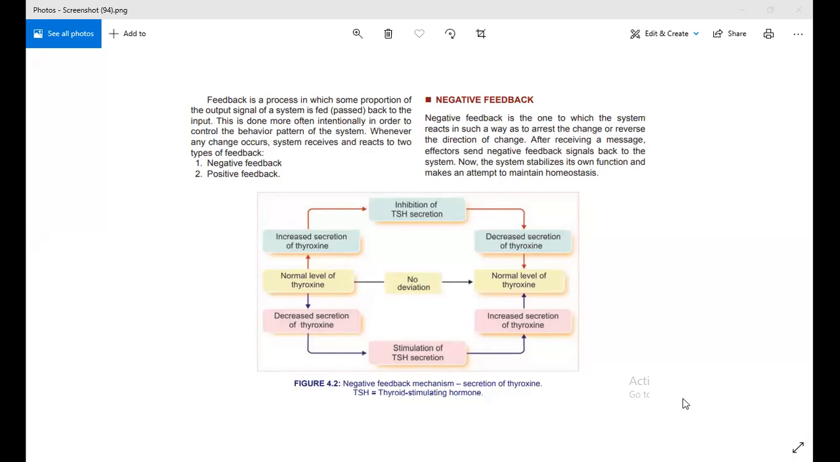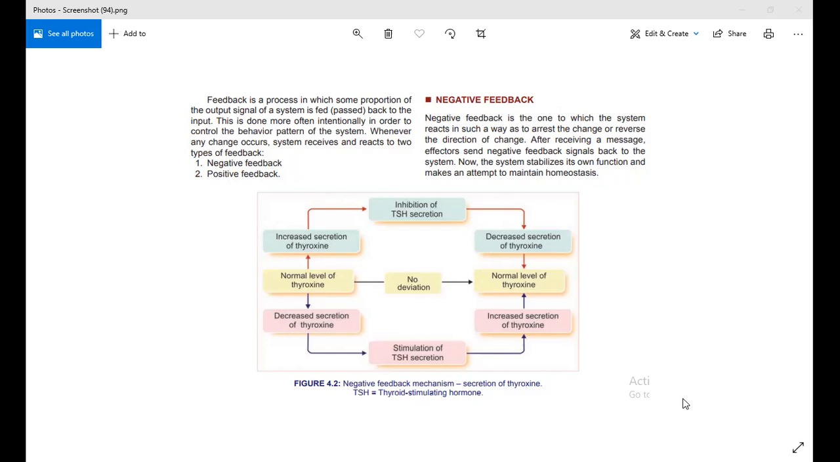We said in the last class that homeostatic mechanisms operate by way of feedback mechanism. So what is a feedback? The feedback is like giving a report. Maybe I send you on an errand, and then when you come back, you give me a feedback. You tell me what happened and what you did when you got there. So a feedback mechanism in medicine is a process in which some proportion of the output signal of a system is fed or passed back or reported back to the inputs.